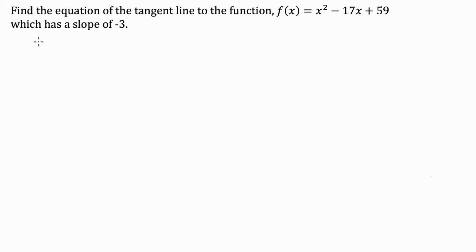So to start with, we're going to have to figure out what the gradient function of this is, so f prime of x. So we're going to have to differentiate this quadratic, and if we do, we get 2x minus 17. Cool, and that gradient has to equal -3. So with this equation here, we can now solve for x.